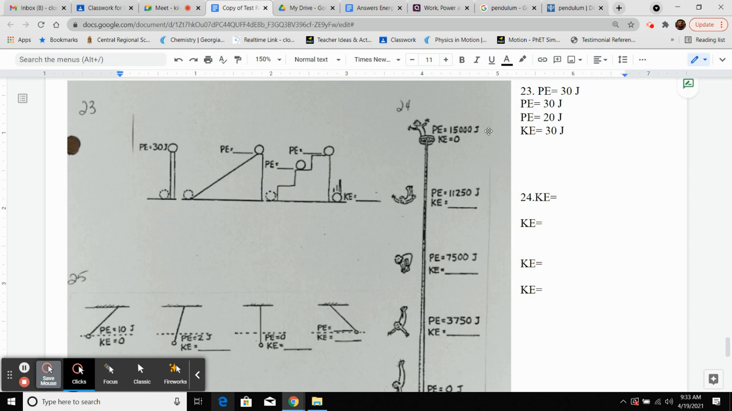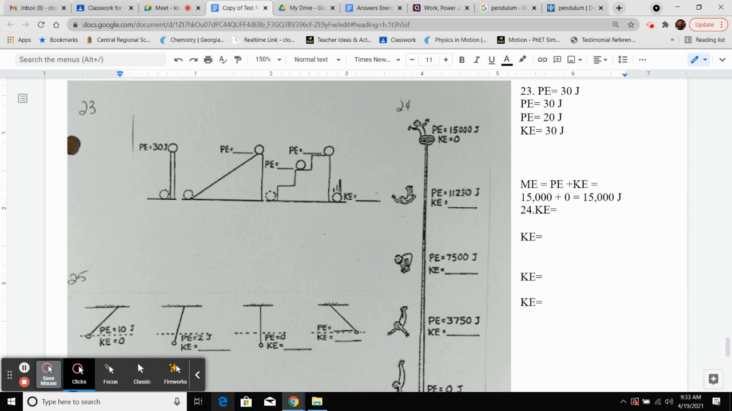So at 24, potential is 15,000. Kinetic is how much? 0. So mechanical energy is equal to, right, PE plus KE. You don't have to write this down, but I'm just doing it. So that's 15,000 plus 0 equals 15,000 joules. So the mechanical energy needs to be 15,000 at every single one of those points.